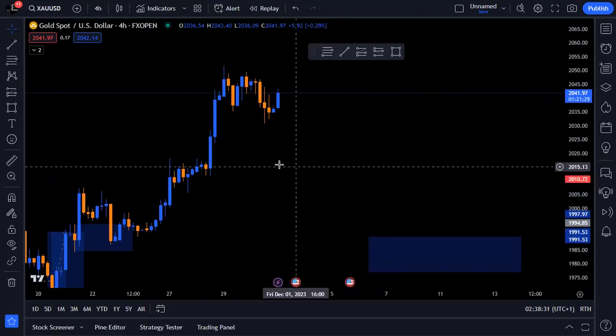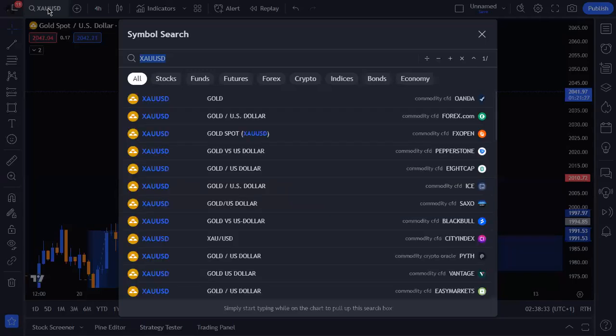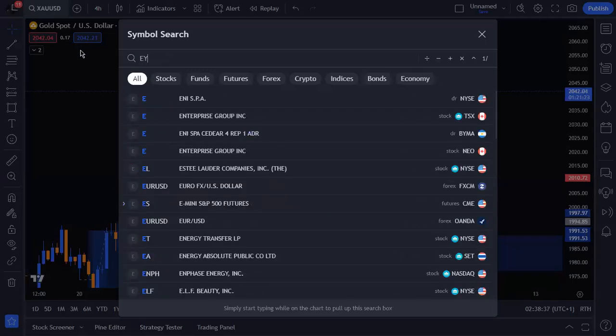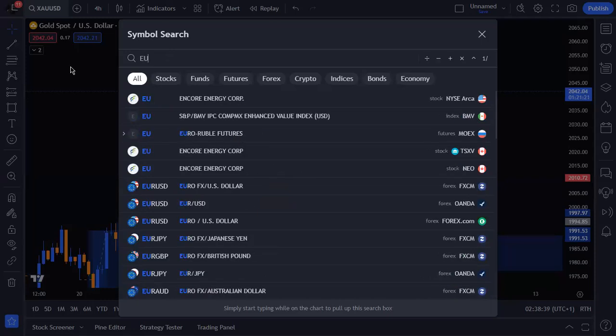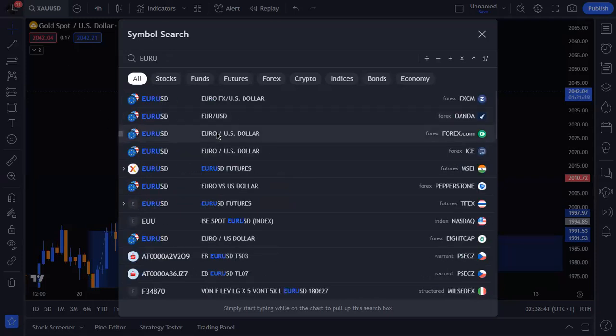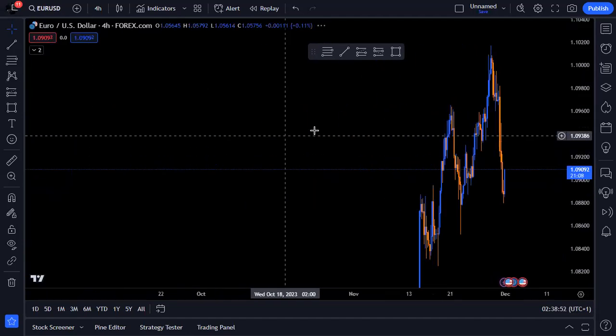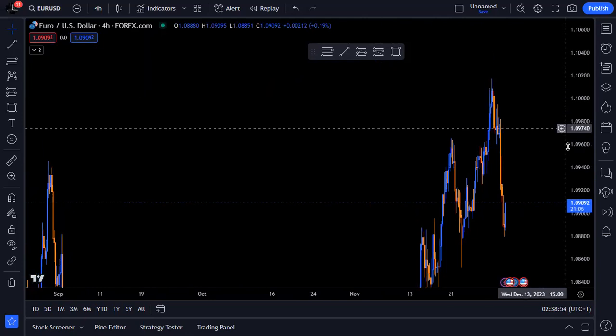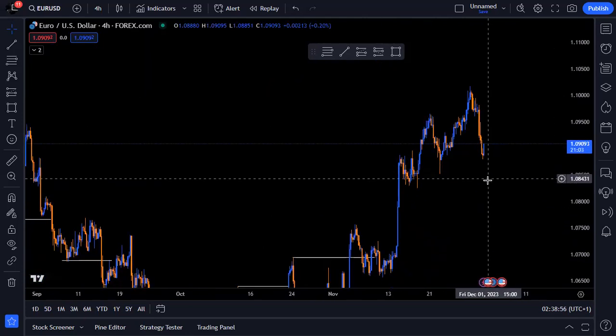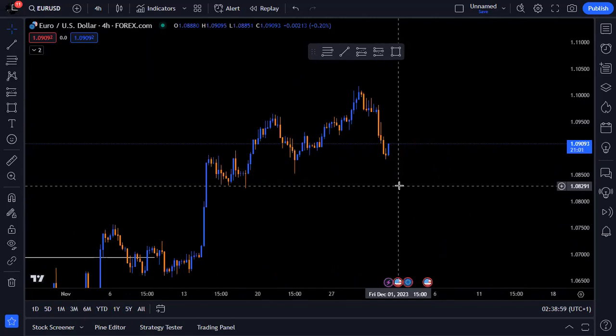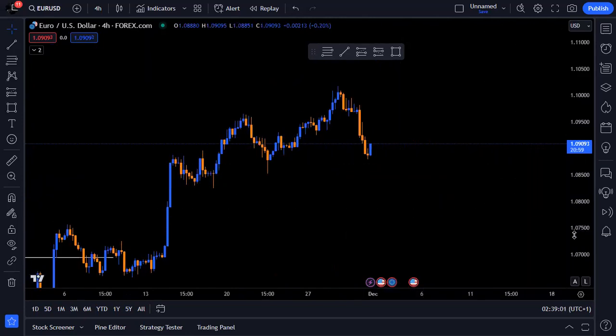Today I'm going to be talking about fair value gaps, which is short for FVG. FVG means fair value gap, and it's also another name for imbalance. So just in case you see someone say imbalance, imbalance simply means fair value gaps. When we talk about fair value gaps, they are basically inefficiencies in price.